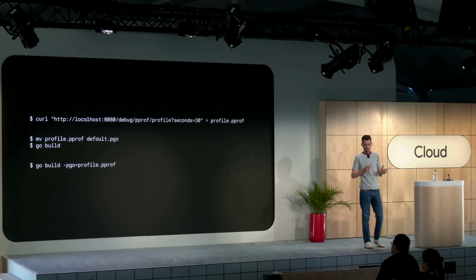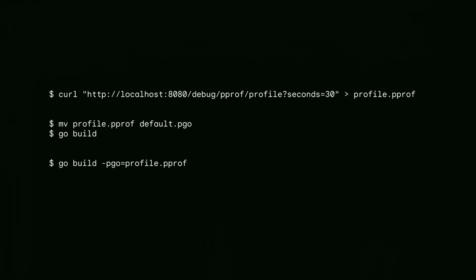So to use PGO, recall that we used a quick curl command to collect a profile. Once we collect that profile, all we need to do is name the profile default.pgo and place it in our package main directory. Go build will automatically use a default.pgo file as its PGO profile for the build. Now, we recommend keeping your profiles alongside your source code in the repository in order to ensure that anyone who checks out your code can reproduce the exact same build. But if that isn't possible for some reason, there is also a go build -pgo flag that can directly pass your profile.